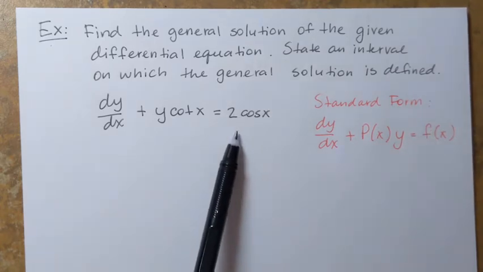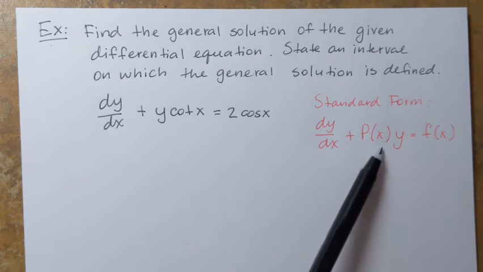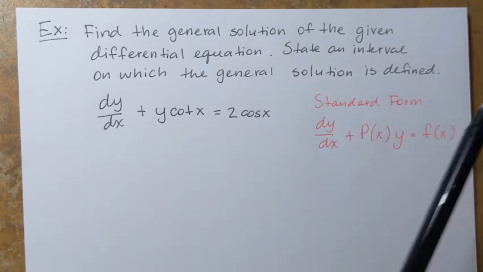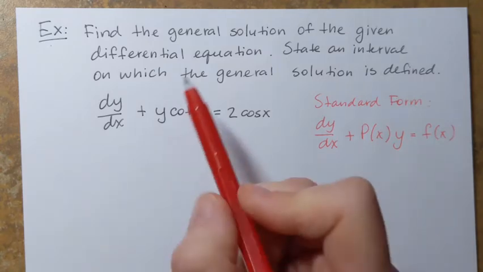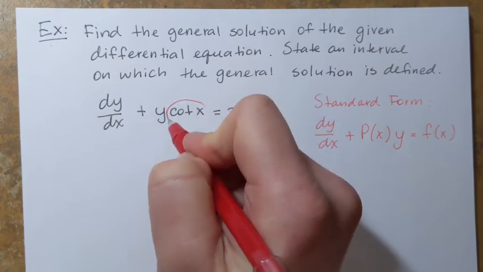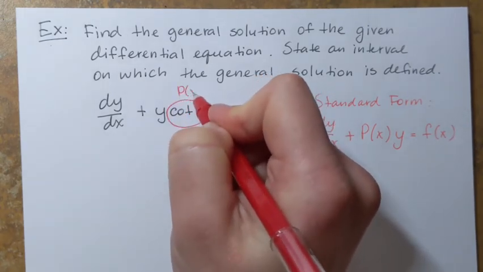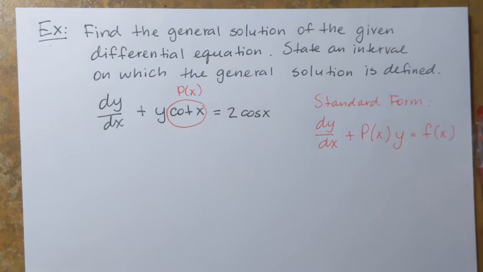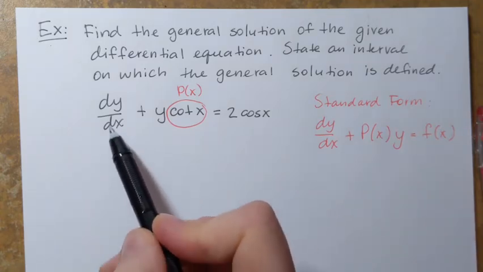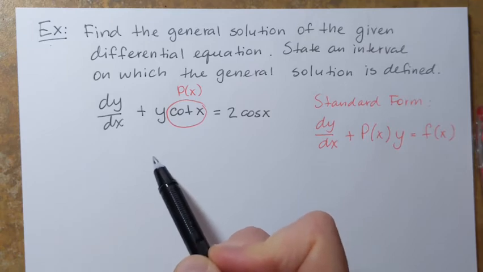We need to put our equation in standard form so we can obtain this function p of x, which is the coefficient of y. So what is our p of x in this equation? Well, if this is y, then cotangent of x is p of x. Now, why do we need p of x? Well, we need p of x to obtain the integrating factor. The integrating factor will be a factor by which we're going to multiply every term of that equation and proceed with solving it.